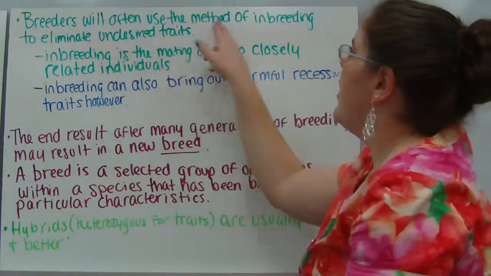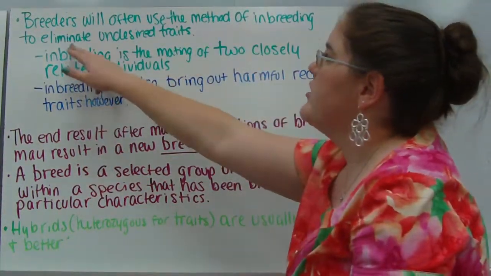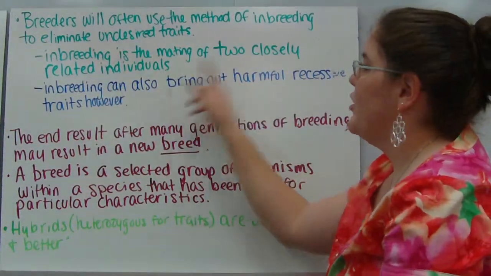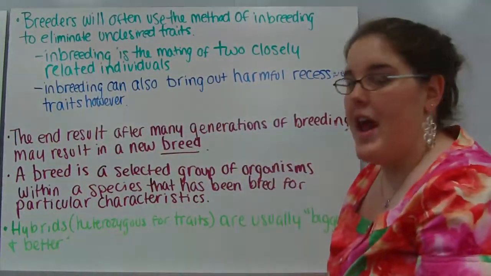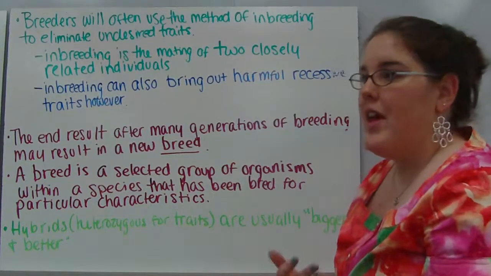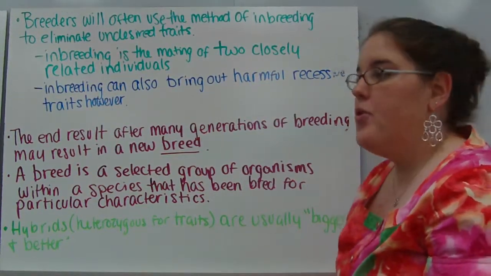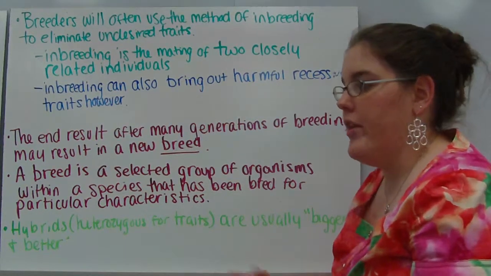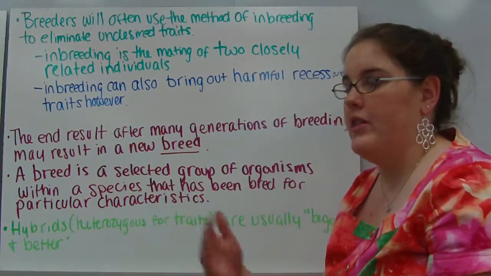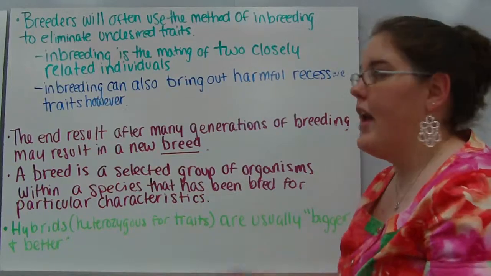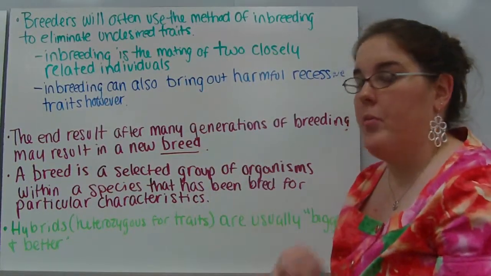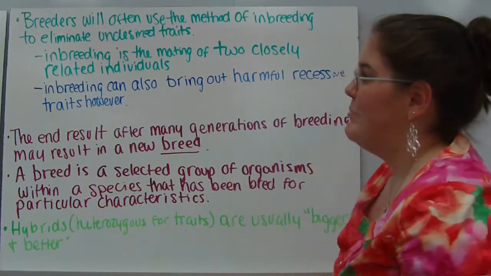Alright, so breeders will often use the method of inbreeding to eliminate undesired traits. Inbreeding is the mating of two closely related individuals. Now these may be brother and sister, they may be even first cousins, but normally that's about as close as you get. You can sometimes have mother and daughter, or mother and son, father and daughter, things like that. But remember, these are going to be with things like offspring from plants or animals.